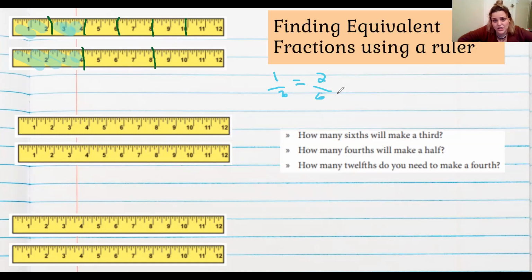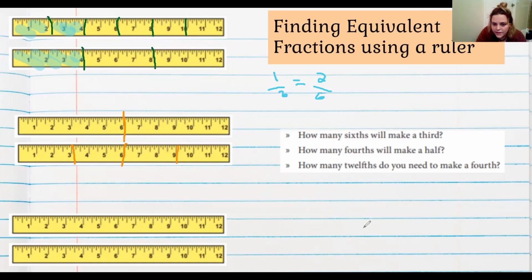My second question, how many fourths will make a half? Well, making a half is easy, 1/2, right? So I'm gonna use another color so you guys can see it. 1/2, if I divide 12 inches by half, that would be right at the 6-inch mark. And then my question is, how many fourths will make a half? So now for my second ruler, I'm dividing it into fourths. So 12 divided by 4 would mean that each person would get 3 inches of a licorice stick.